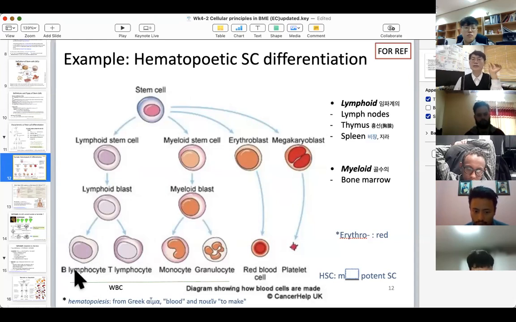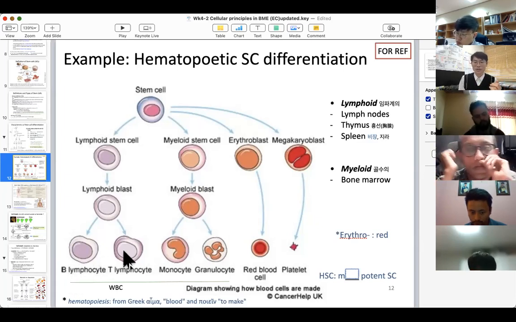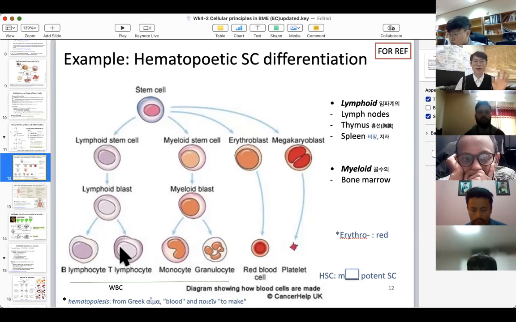So these B cells mature in the bone marrow. This T cell matures in thymus. You see, this T and B is actually relevant. So B cells are producing antibodies. T cells are immune cells, which include cytotoxic T cells, or there are a bunch of subtypes. So these are white blood cells.